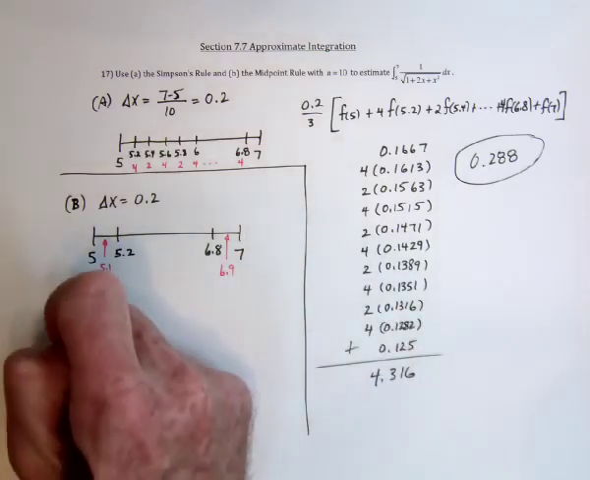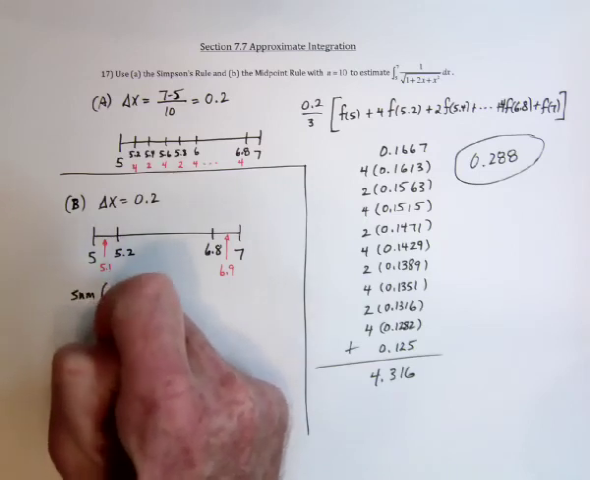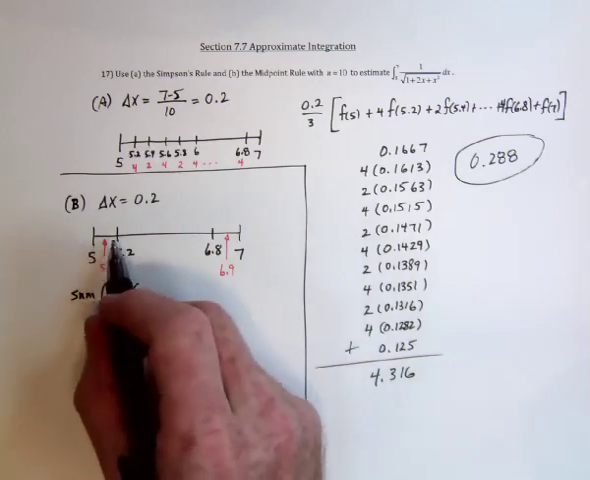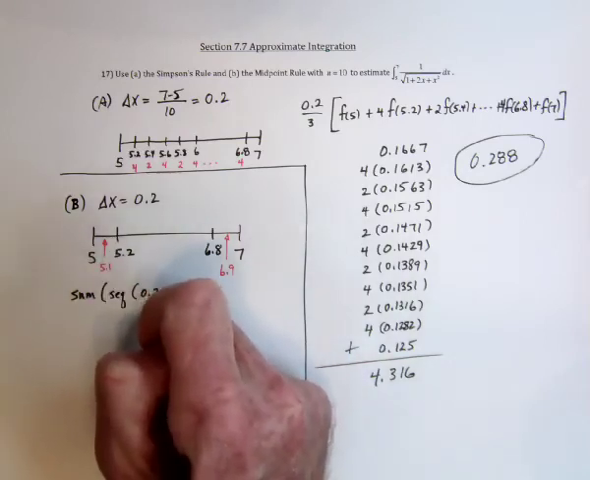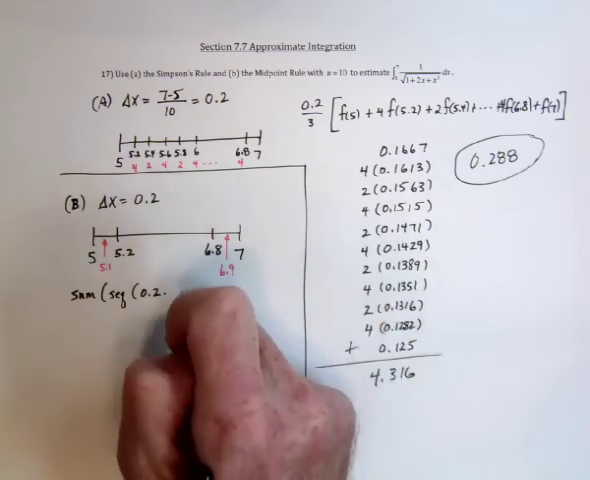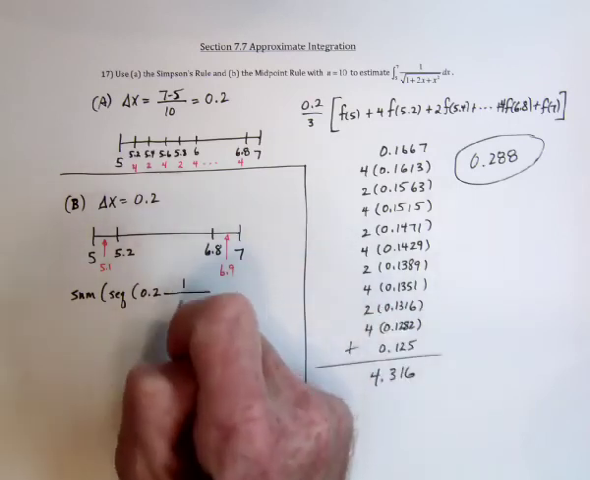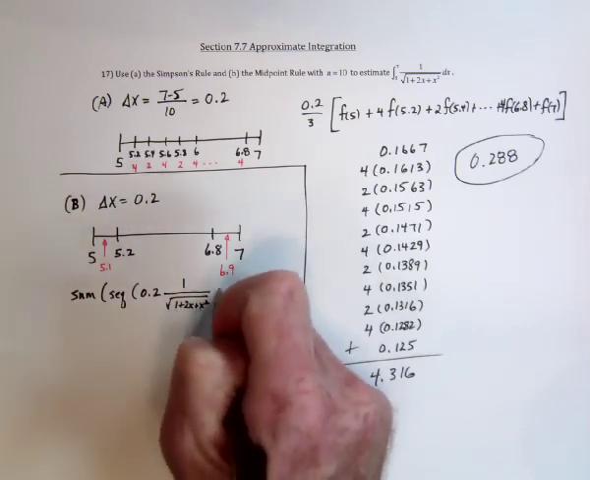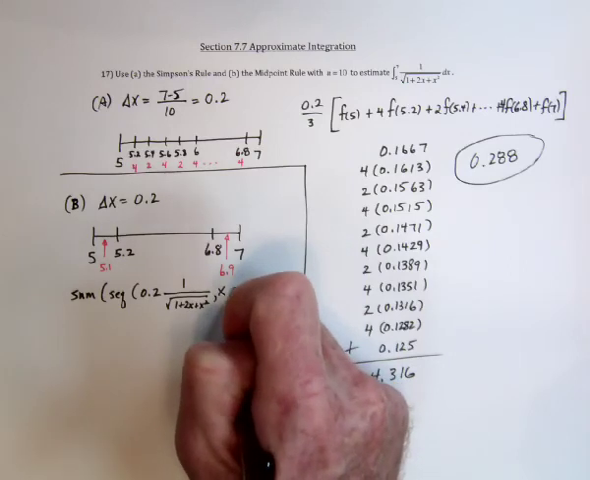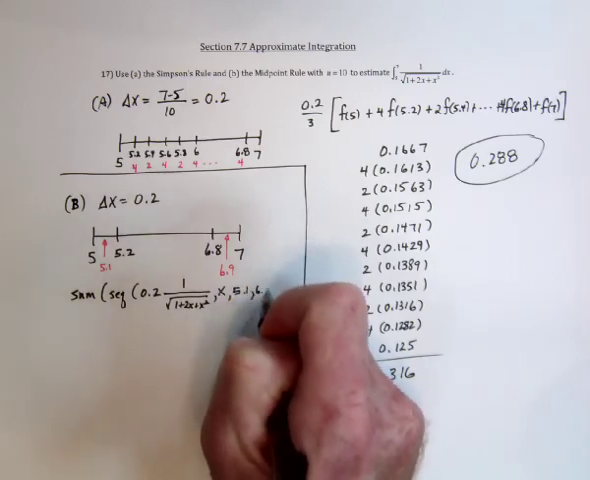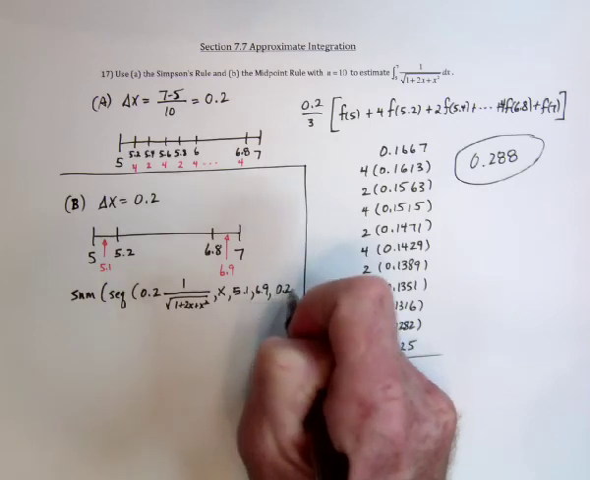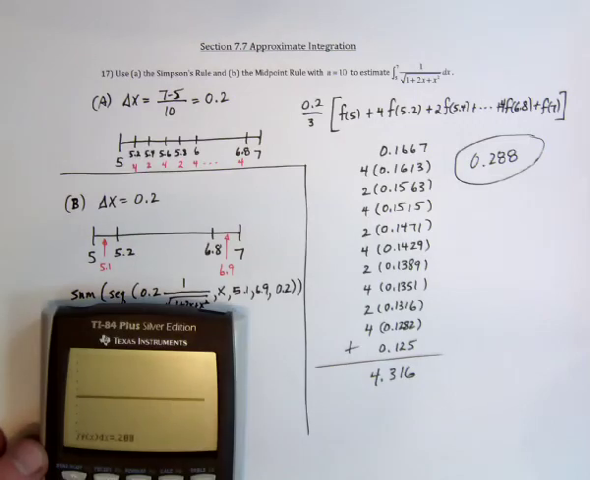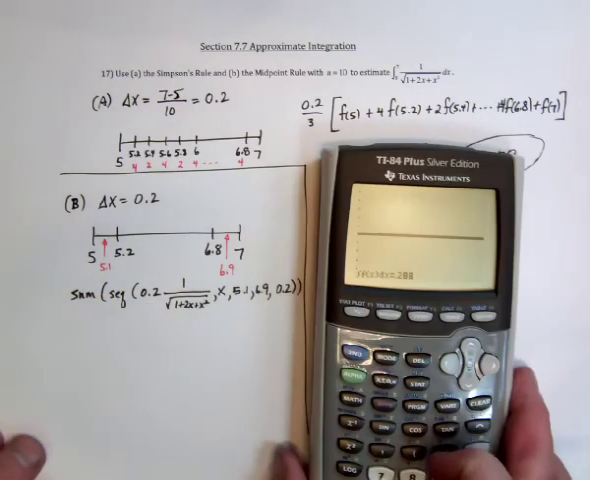And we can have the calculator add this one up for us. Sum the sequence. The width of each one of these is going to be 0.2. And then the height of the function is given by 1 over the square root of 1 plus 2x plus x squared, and then until x goes from 5.1 to 6.9 in increments of 0.2.